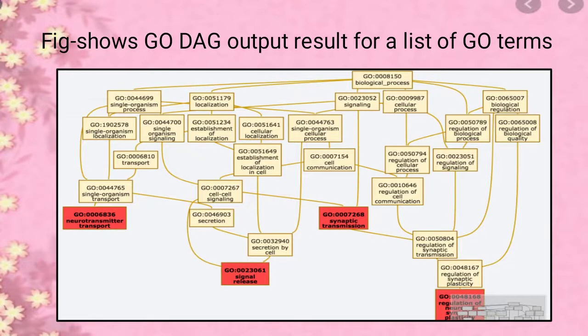This figure is showing the result output for the GeoDAG result for a list of geoterms. Here the nodes, or the red colored boxes, are representing the geoterms in the list, while the yellow are for their ancestors, which are non-enriched. DAG here offers the search function and other more options by right clicking each node, and geoterms in red are significantly over-represented in the database.